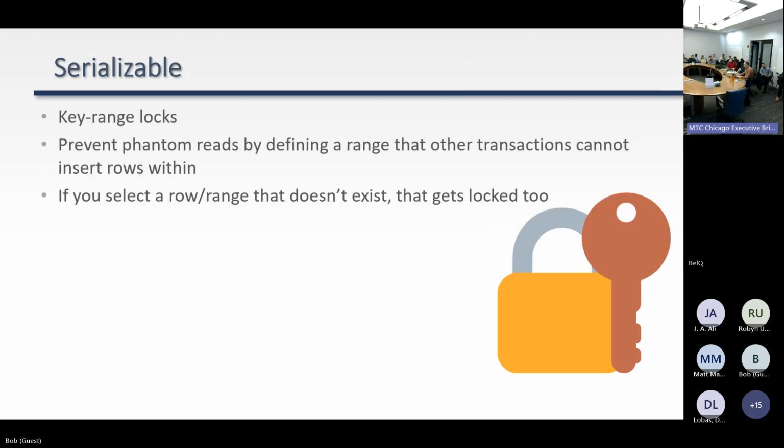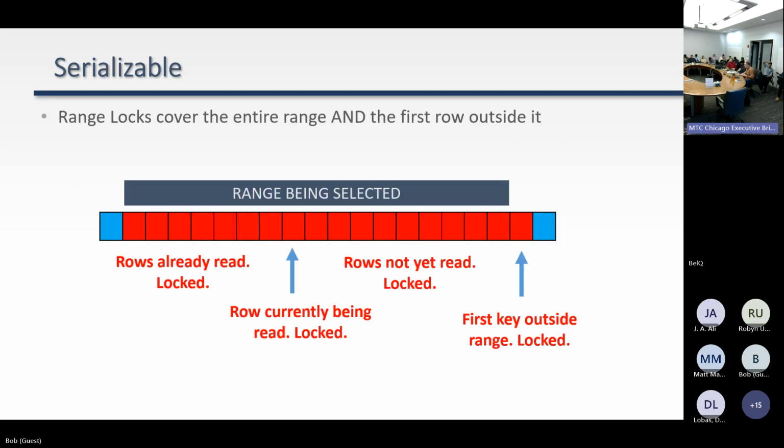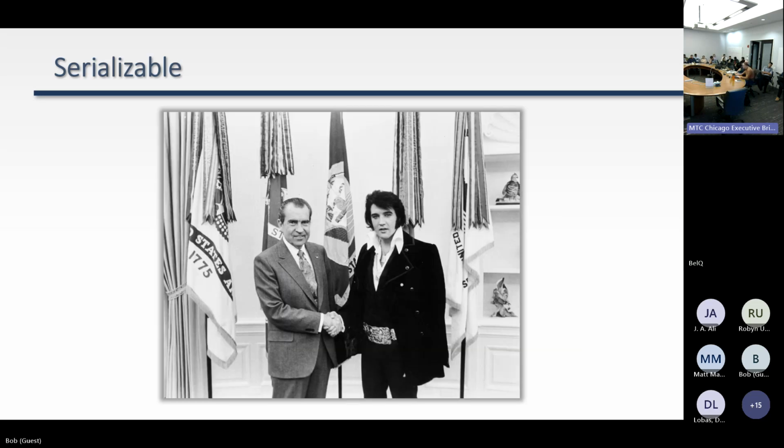And the way we do this is with what are called key range locks. This defines a range of values that other transactions cannot insert a row within. And if you select a row or range that does not exist, well, that gets locked too. Everything has to get locked. So we're literally defining a range even before we've started reading it, and we're locking everything. And we're actually locking one additional row as well. We're locking the first row outside of that to prevent anything from getting added on to the end. So this is how a range lock works.